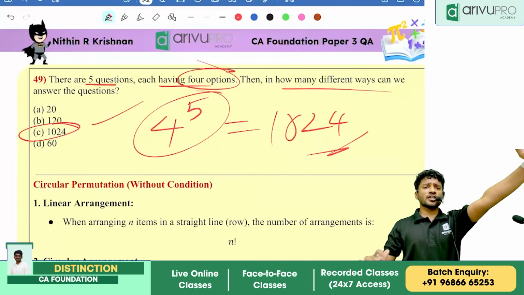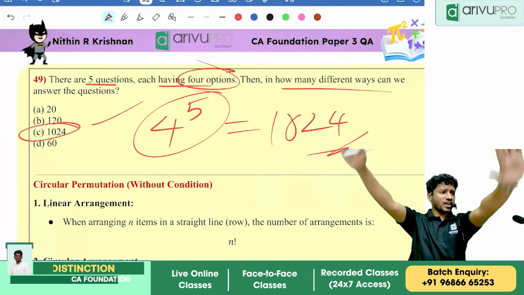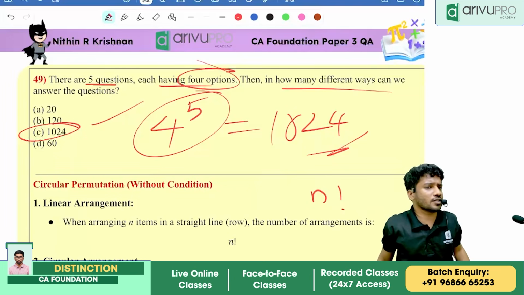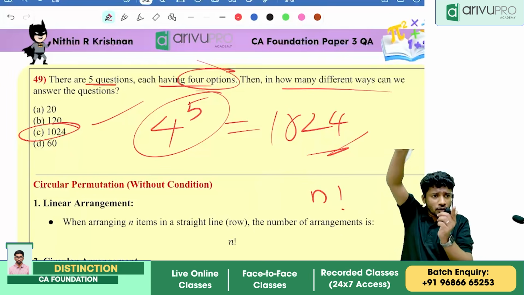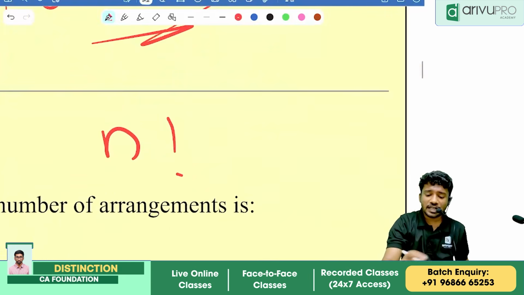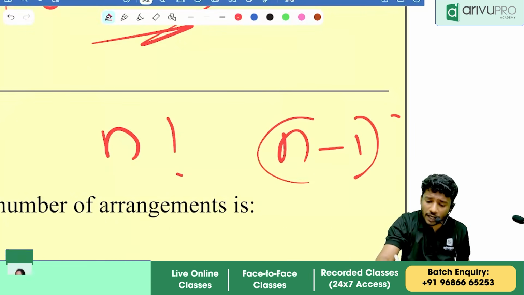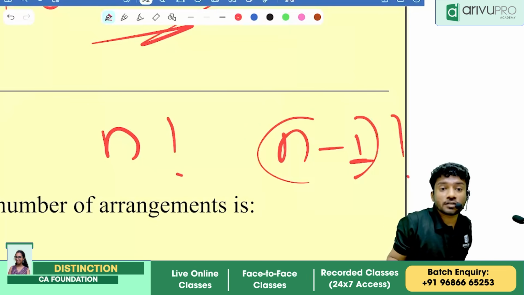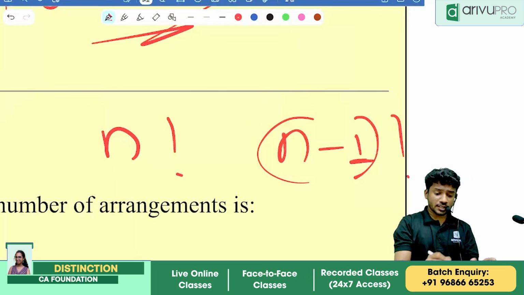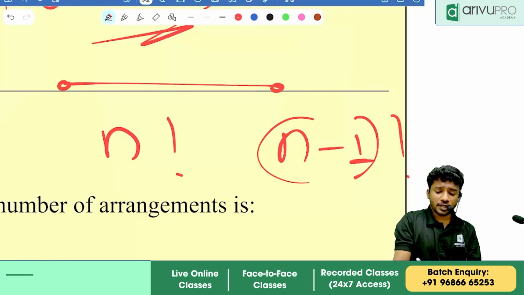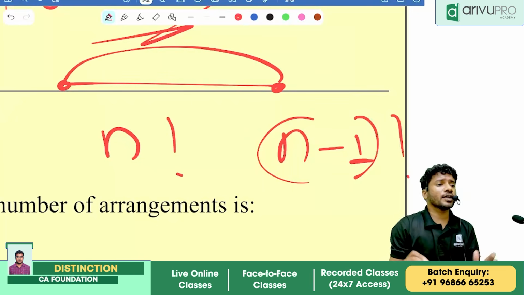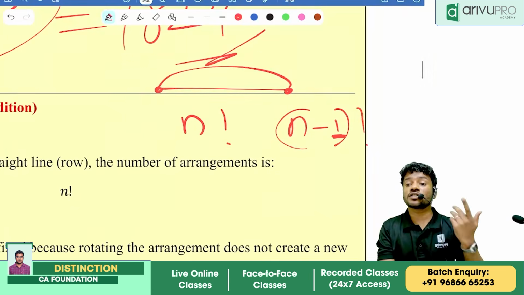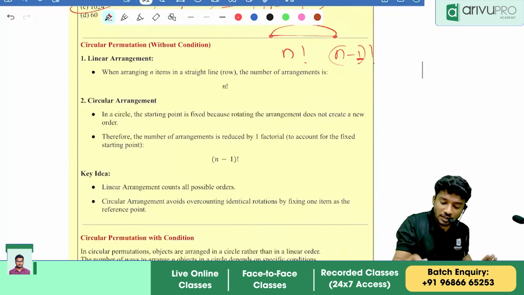Now, till now we were talking about linear permutation. Whenever linear permutation came into the picture, I told you it is directly n factorial. Now, once it becomes circular permutation, we should always take it as n minus 1 factorial. Why this minus 1? We are avoiding repetition. For example, in a line, there is an endpoint, right? If I just join the endpoint, it will become what? Circular permutation, and I should just reduce that repetition which is going to happen using minus 1.